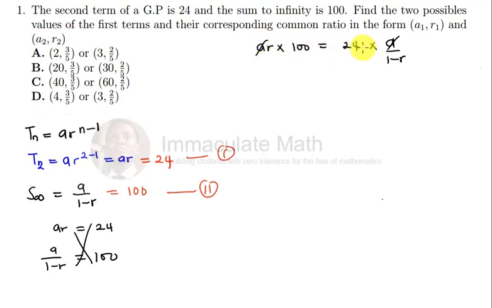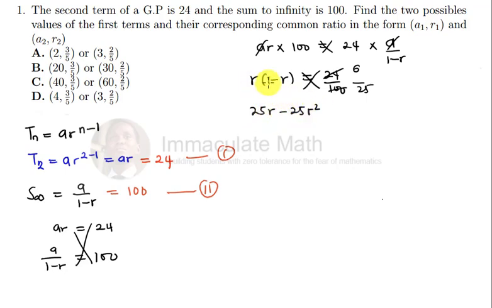If I cross multiply again, I'm going to have r multiplied by 1 minus r equals 24 divided by 100. Directly from here I can divide both sides by 4. 4 will divide 24, that's 6 times. Then 4 will divide 100, that's 25 times. Again, if I cross multiply, I'm going to have 25r minus 25r square.